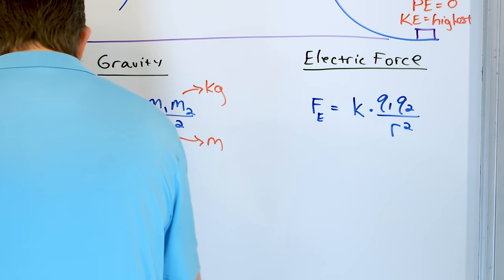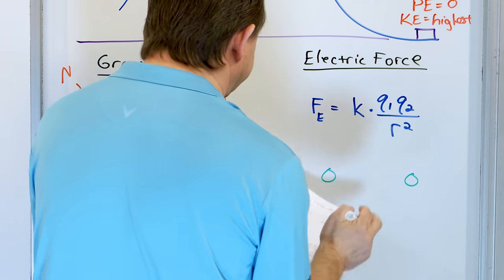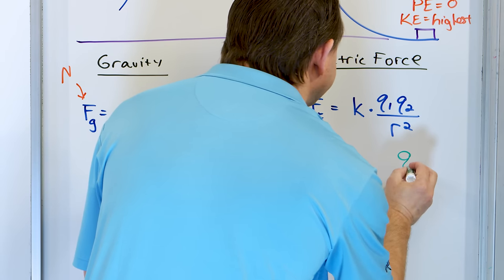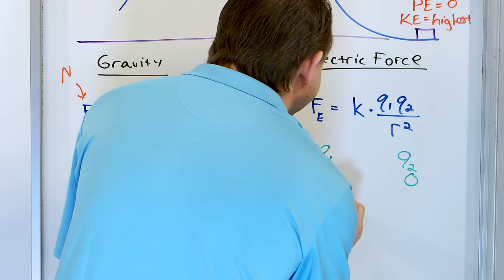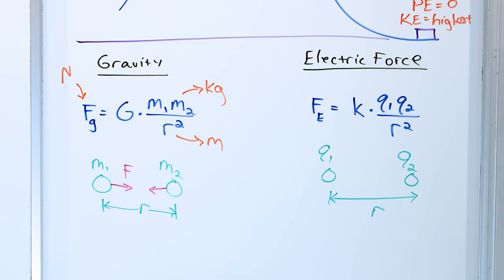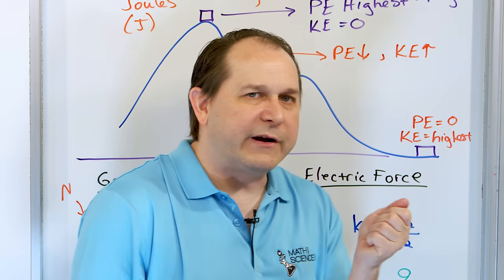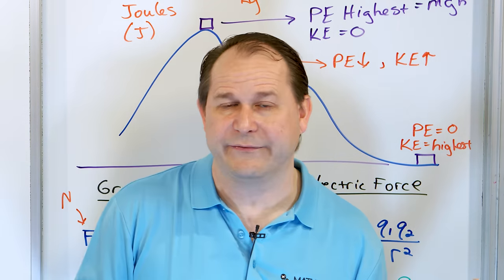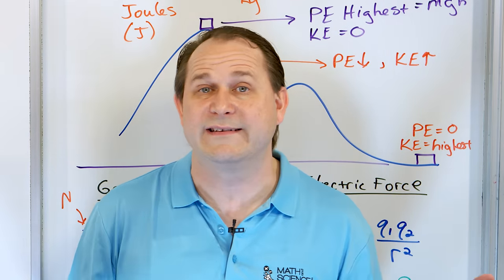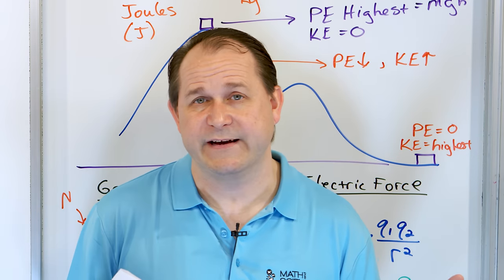So let's draw particle number one and particle number two like this. This will have some charge on it, like an electron or proton or something like this. And the distance between these guys is R. So the diagram is the same. Now the main difference is that gravity is always attractive, but electric charges can be attractive or repulsive. That is a major difference. But besides that, these forces look the same. I mean, obviously electric force is stronger, but the equation looks the same.